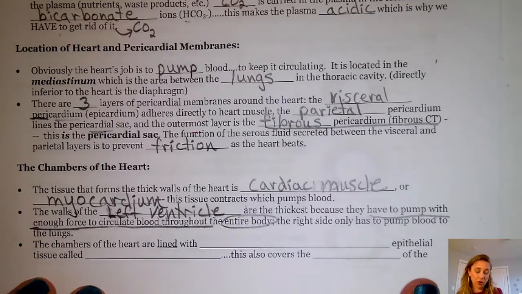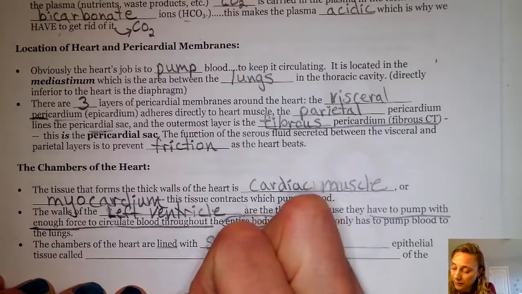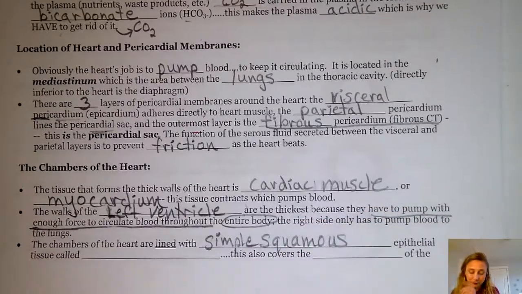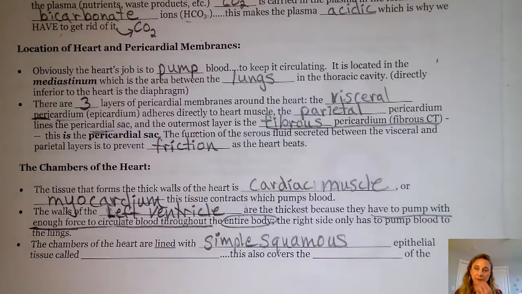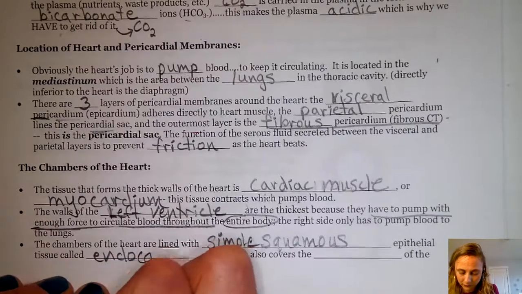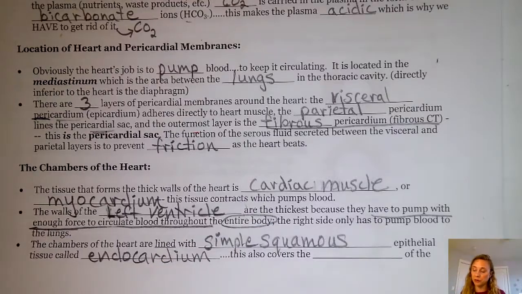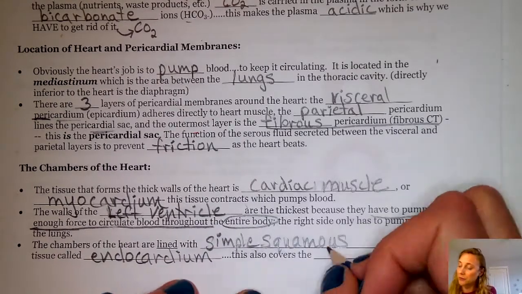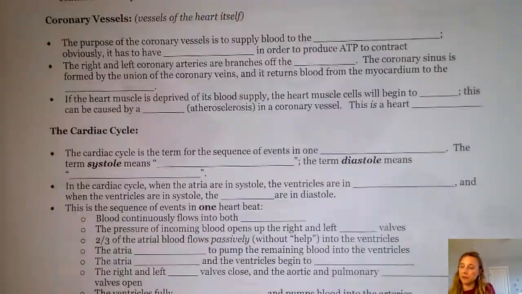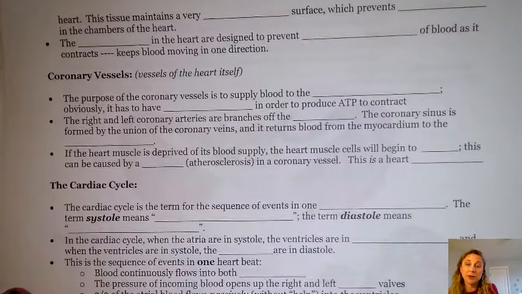The chambers of the heart are lined with another type of epithelial tissue, simple squamous. And it's really smooth. We're going to call it endocardium, because it's kind of the outside of the inside. So it's lining the chambers of the heart that the blood travels through. And then it also covers all the valves. And then we'll learn that it also covers all of the insides of all the blood vessels. So it's one continuous simple squamous layer.